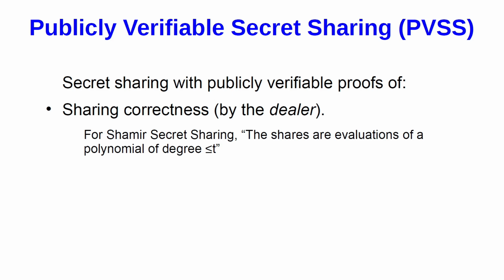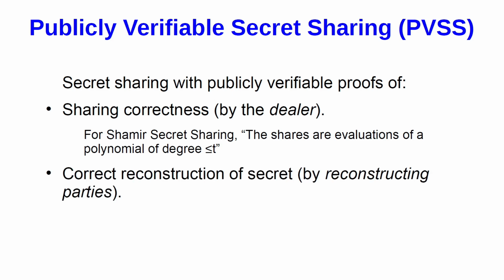So for example, for Shamir secret sharing, what the dealer is proving is that the shares are evaluations of a polynomial of degree at most t in the public points that define the scheme. For reconstruction, what we require is that the parties prove that the shares that they are pooling together are really the shares that they received from the dealer.